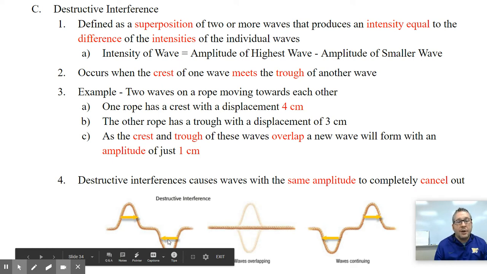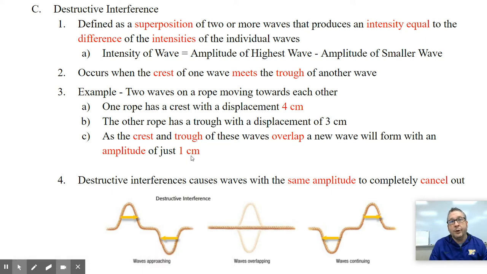So if we, again, back on the rope here, one rope has a crest with a displacement or amplitude of 4 centimeters. So that's this one. And the other rope has a trough with a displacement of 3 centimeters, much like what we saw in the previous example, except this time it's a trough. And as the crest and the trough of these waves overlap, a new wave will form with an amplitude of only 1 centimeter. So they basically reduce each other whenever they come into contact.